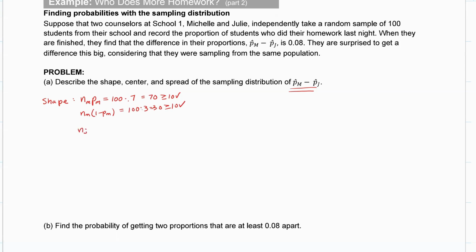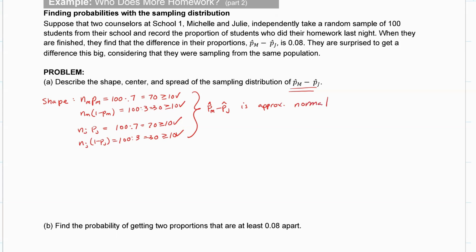And we'll do the same thing with Julie. And we're not surprised, as all the numbers are the same, that her distribution also meets our criteria for being normal. So p hat Michelle minus p hat Julie is approximately normal.